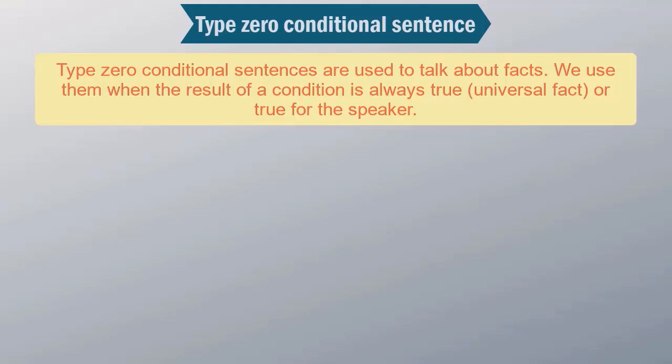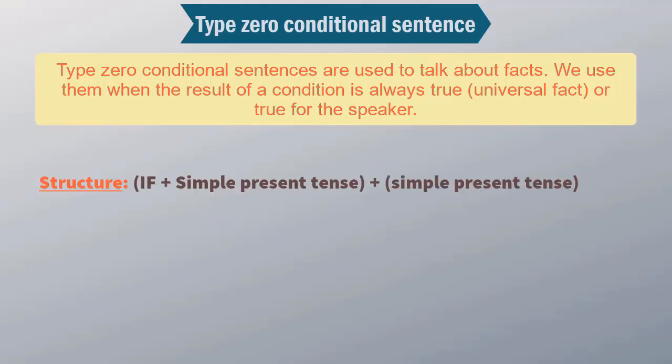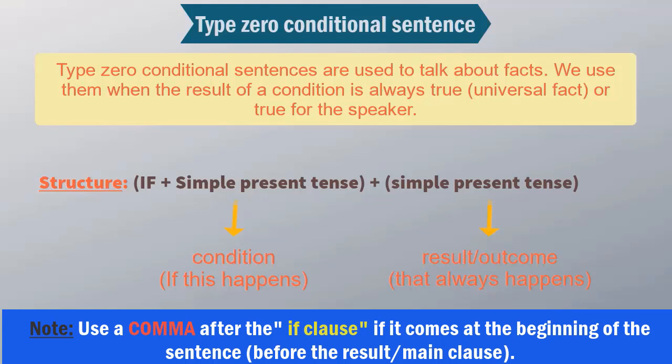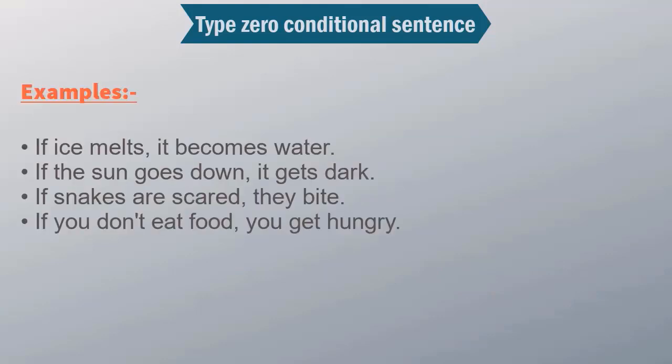Now let us talk about how to form a zero conditional sentence. What is the structure? We have two clauses in a zero conditional sentence. First, the if clause, the condition, and then the result of the condition, the outcome of the condition. Look at the structure. If clause and the result clause. And guys, both these clauses are in simple present tense. It simply means if this happens, that happens. If this happens, that is always going to happen. That's a fact. That's always true, right? Let us take some examples and understand this better.